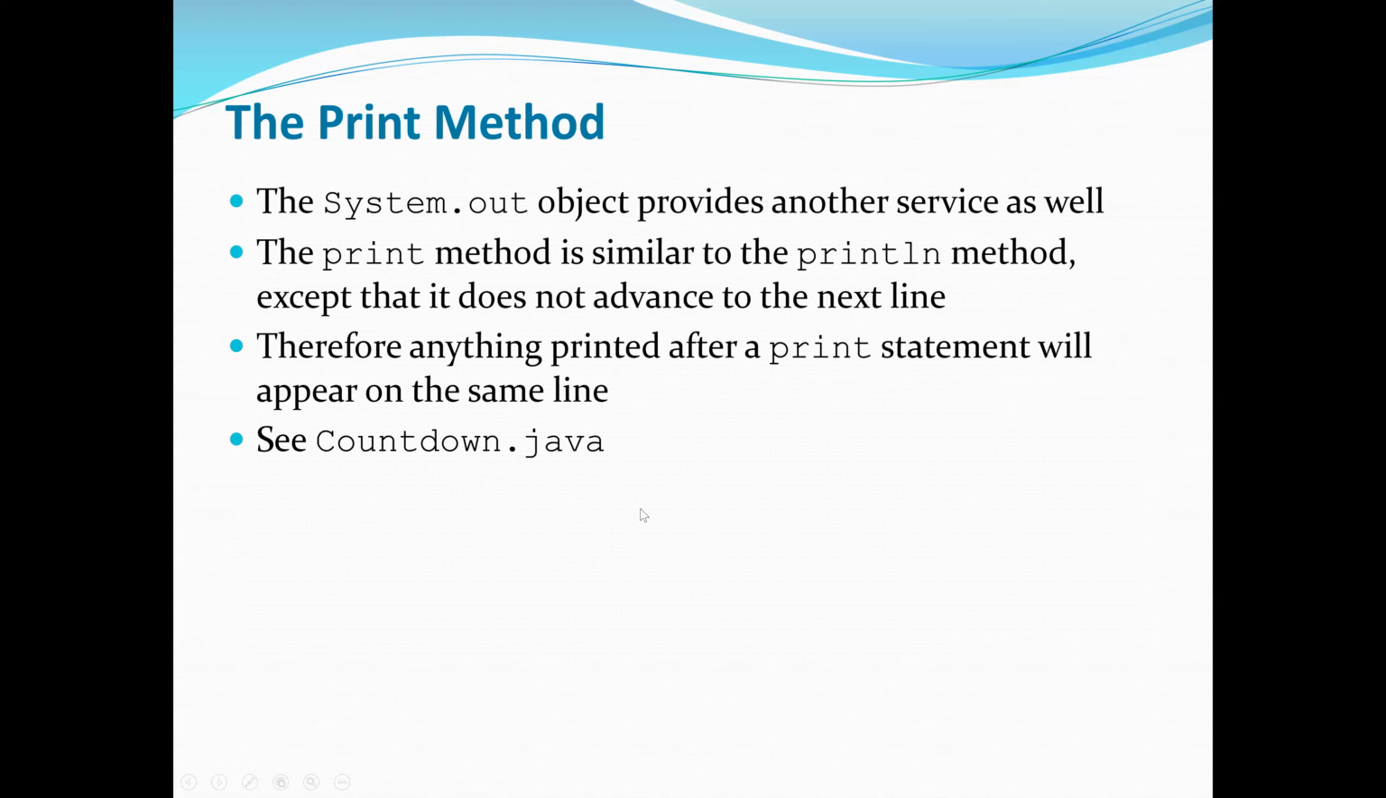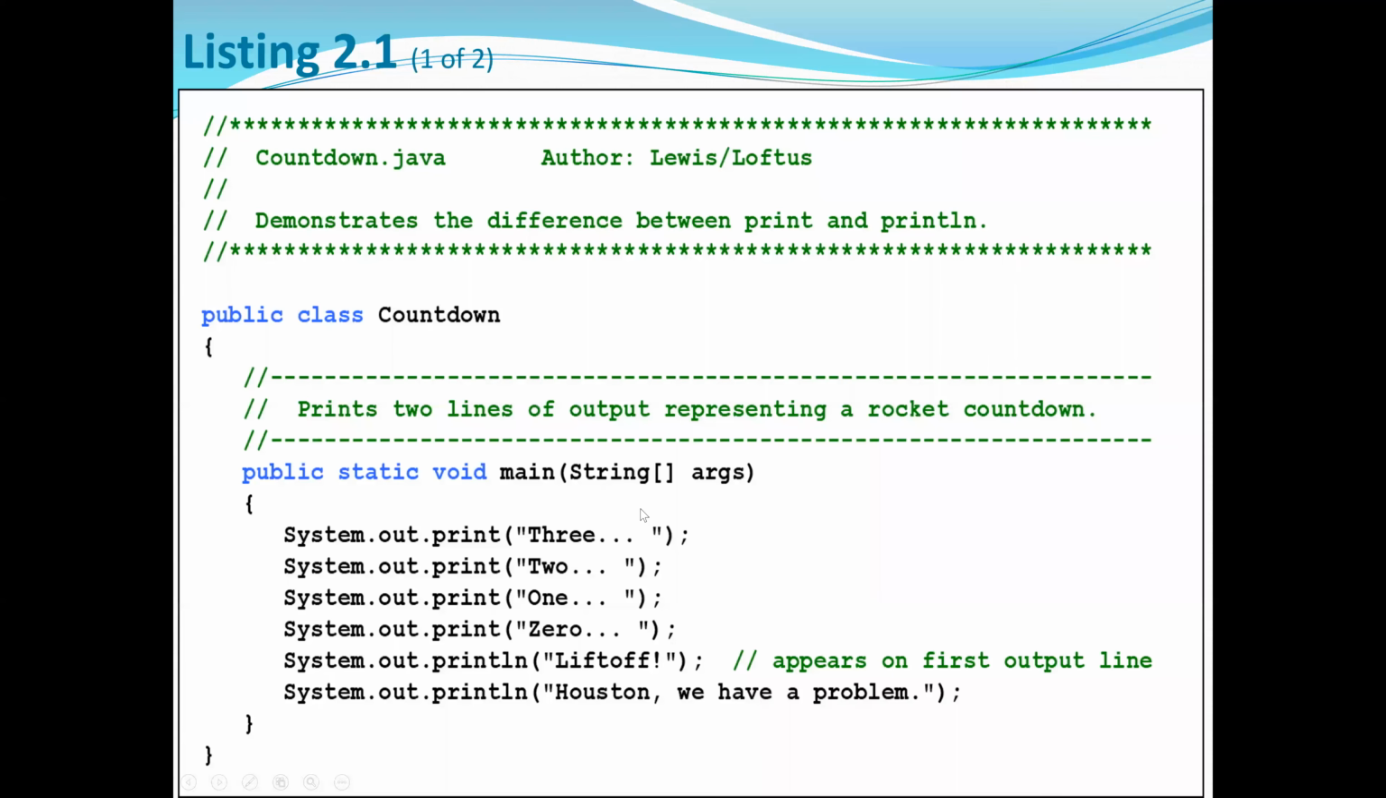So let's see an example, a program called Countdown.java. This program is going to demonstrate the difference between print and println. We have our main class, as we said earlier. The basic program you write in Java must have a main class, and the name of the main class is the same as the name of the file. So here we can see the main class name is Countdown. The file name also is Countdown.java. In a Java program, the file extension is always .java. So here we have public class Countdown.